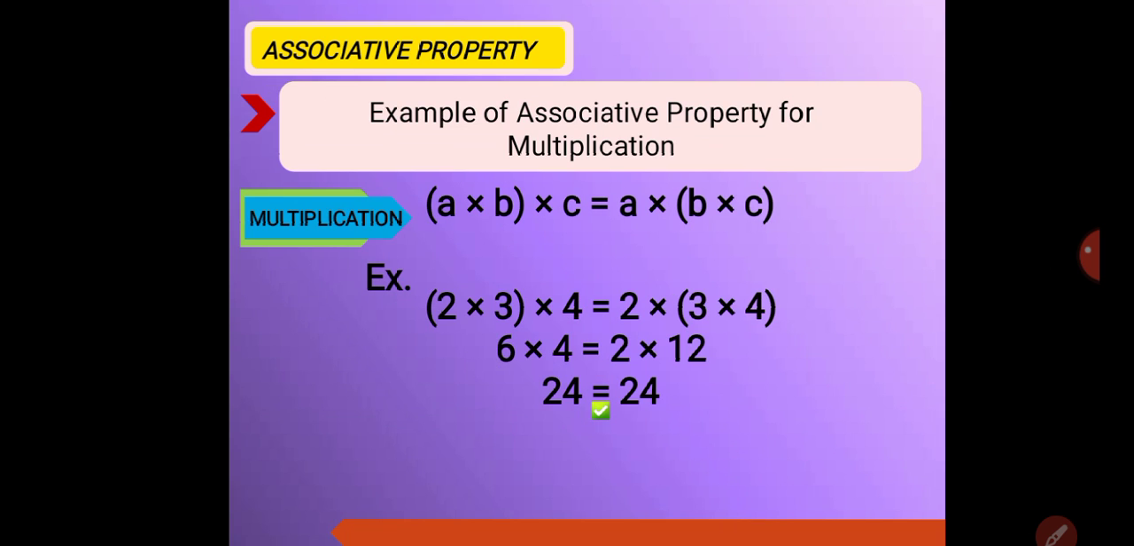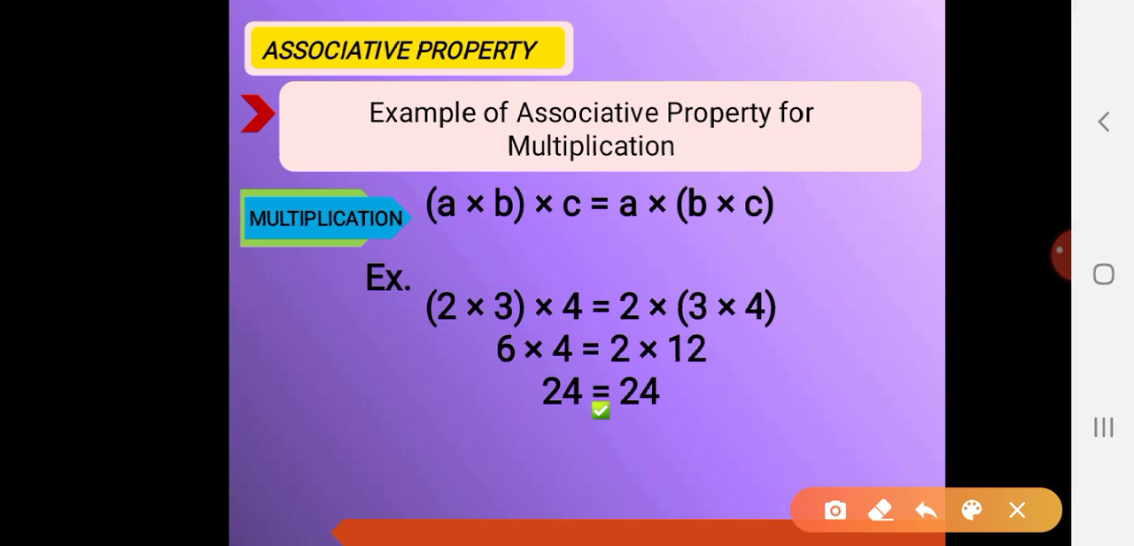Same sa example of associative property for multiplication. Quantity a times b, times c is equal to a times quantity b times c. Ang quantity diri is a ug si b. So 2 times 3. Unahon nimo sila kay naa sila sa sulod sa quantity. 2 times 3 is equal to 6. Sunod, times 4, 24.